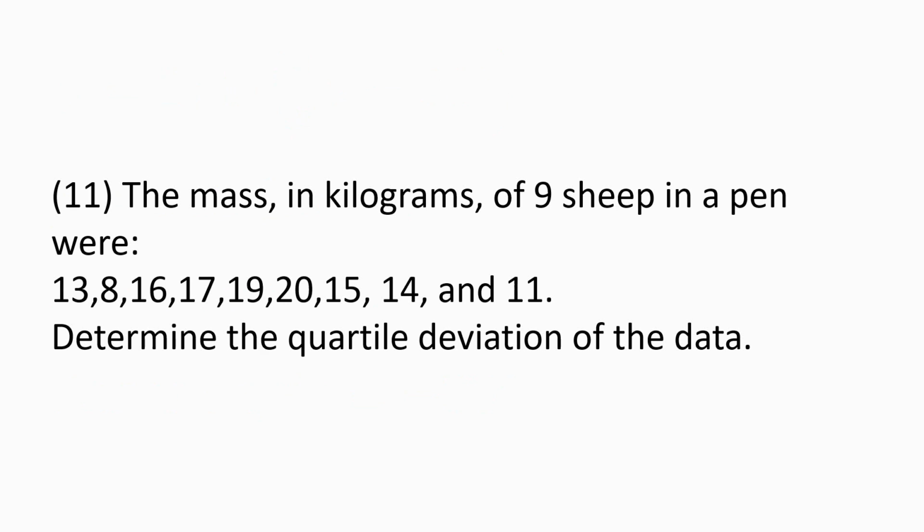Question 11. The masses in kilograms of 9 sheep in a pen were 13, 8, 16, 17, 19, 20, 15, 14, and 11. Determine the quartile deviation of the data. So we need to find the quartiles, that is the first quartile and the third quartile. Then we subtract the two and divide by 2.